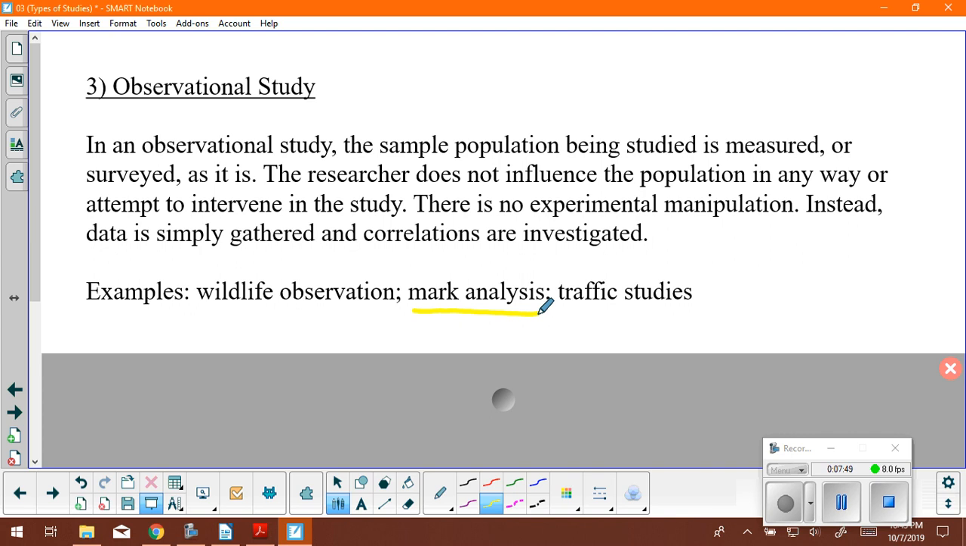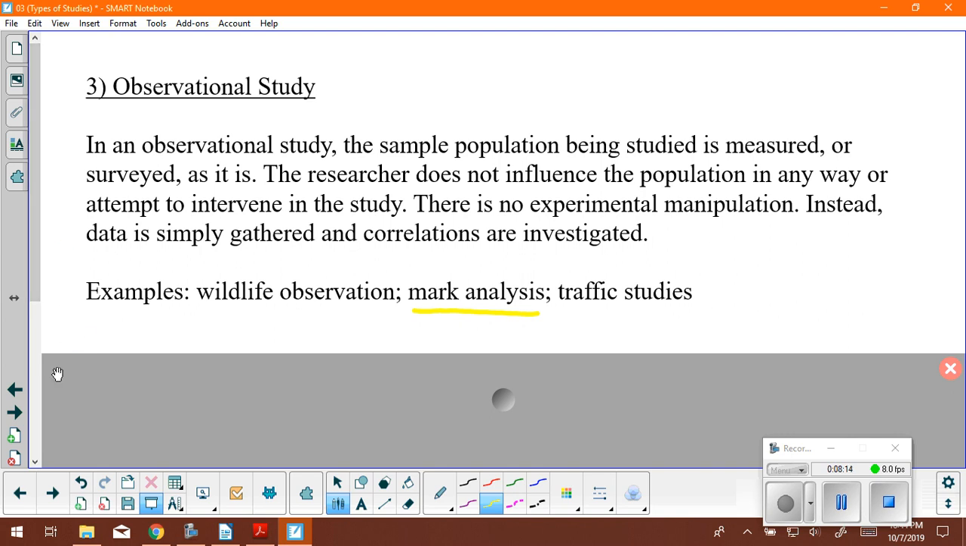Okay, traffic studies. Okay, you may have seen sometimes people putting those wires on the road attached to a box. Okay, that's a traffic study. It just records cars as it goes by. Okay, it is not necessary to be there even. If it's done electronically, it just records information as the day goes on. Okay, so those are kind of these three types.